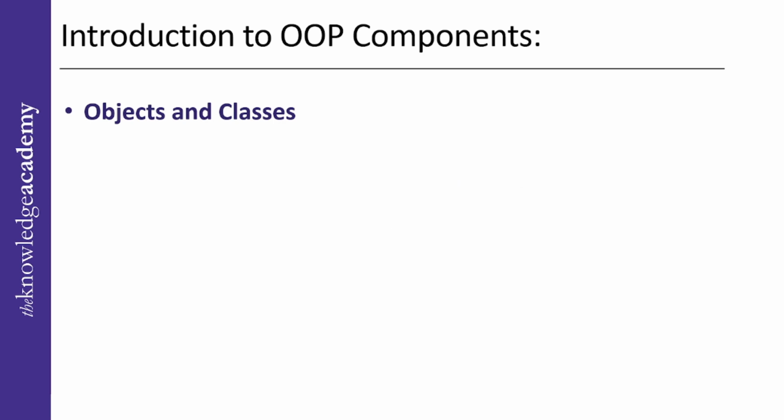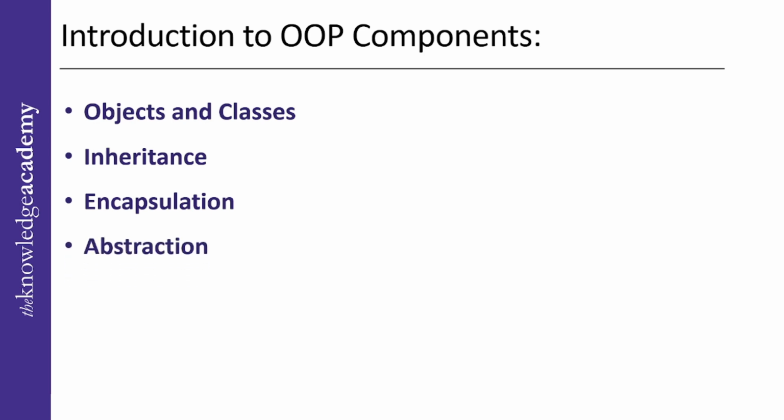Secondly, we have inheritance. Inheritance allows a new class, subclass, to inherit properties and behavior from an existing class, superclass. This promotes code reuse and facilitates hierarchical relationships. Next, let's see encapsulation. Encapsulation involves bundling data and methods within a class, hiding internal details and exposing only necessary interfaces.